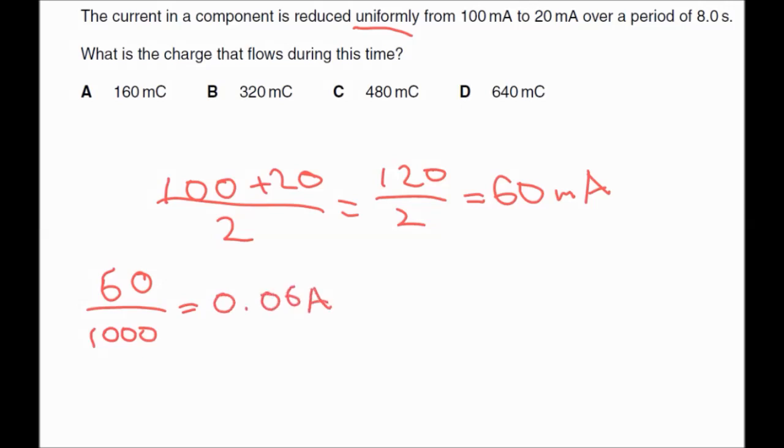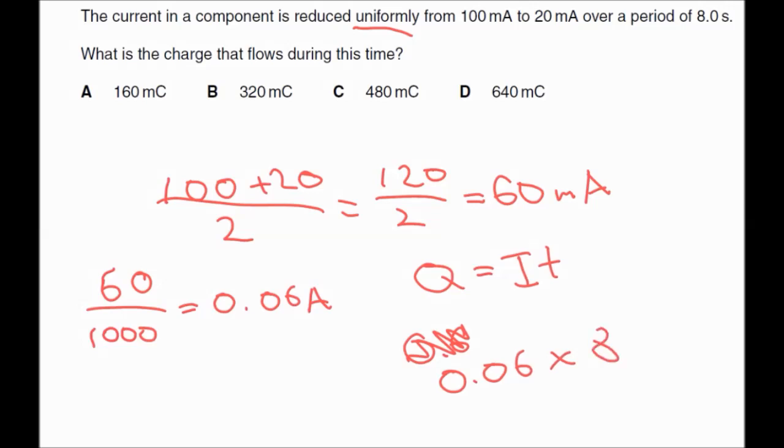Then we're going to use the equation Q equals I times T. 0.06 times 8 is 0.48 coulombs, which, if we multiply that by 1000, we get 480 millicoulombs, which is C.